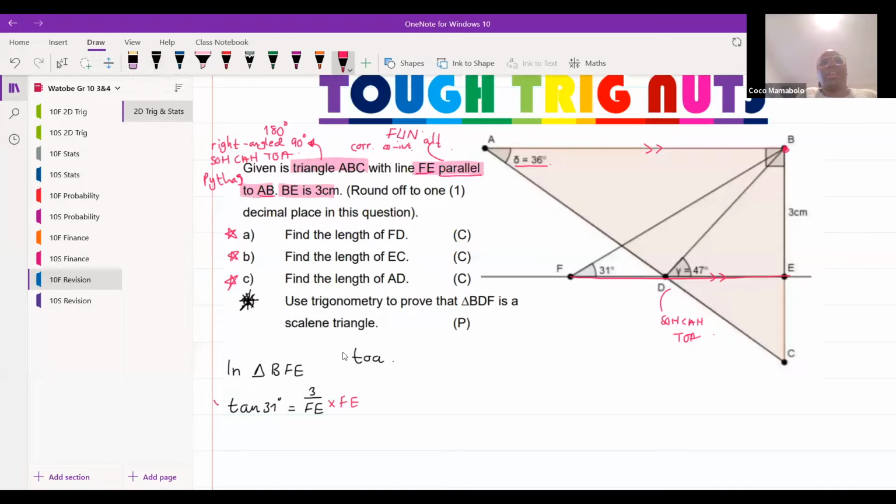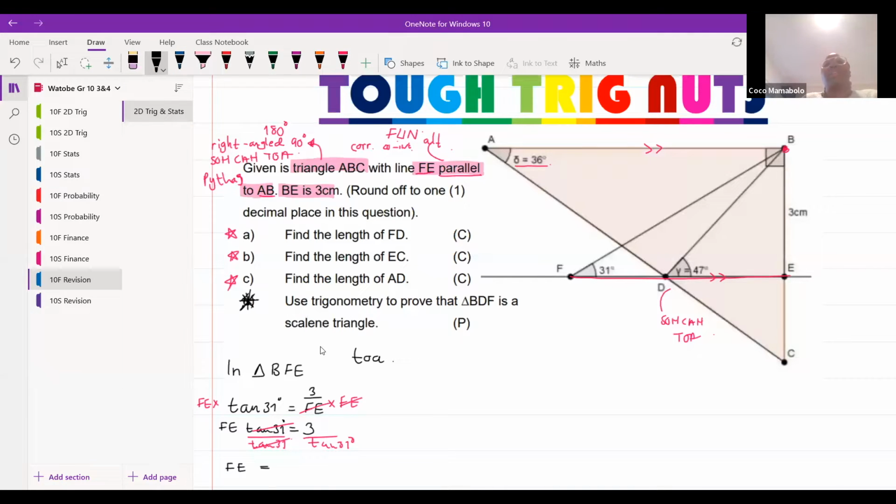Beautiful. FE and FE, those two will cancel. So now I have FE tan 31 is equal to 3. Next, we divide both sides by tan 31. Good. I still have my SOHCAHTOA roots. So FE is going to equal 3 over tan 31.